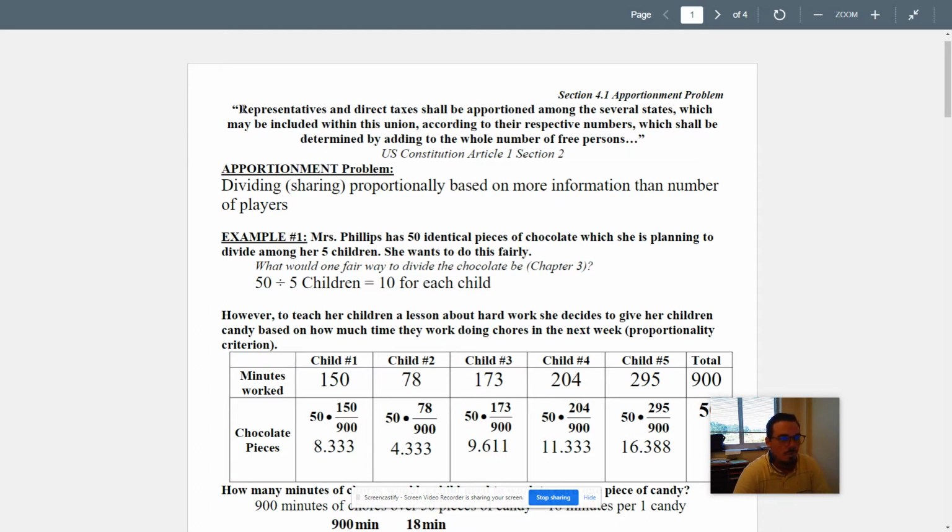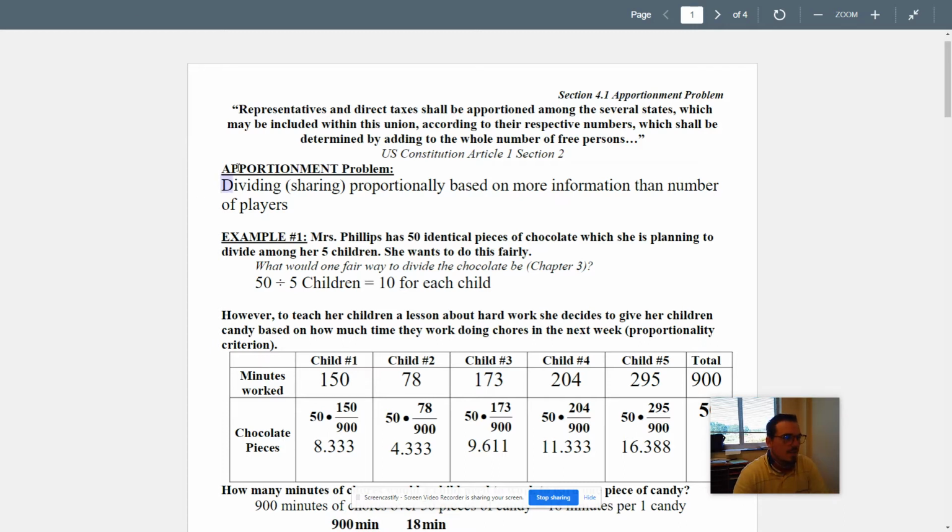So apportionment actually is in the United States Constitution in Article 1, Section 2. Now, did you need to know that? No, but what this does is it relates the idea back to history and, you know, going straight into our Constitution. So we're going to talk about what this is and what we're going to be doing.